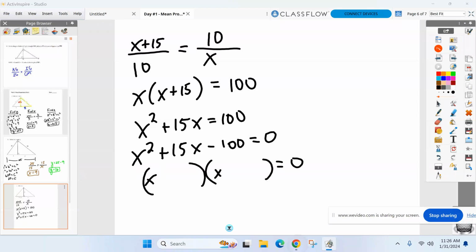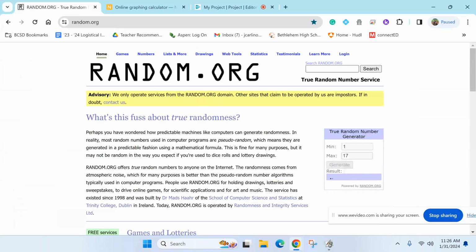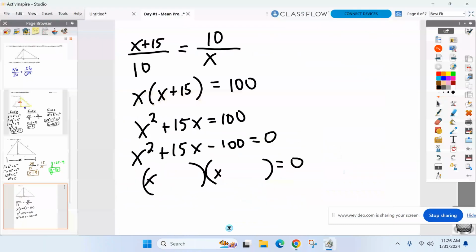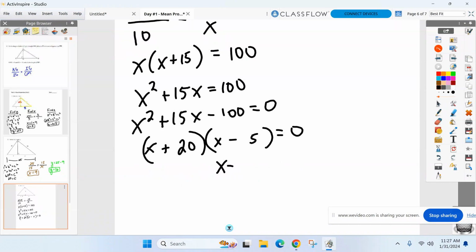Going deep with me now, huh? All right, those numbers would be 20 and 5. They multiply to 100, but are 15 apart. And they have to add to 15, so it's got to be plus 20 minus 5. All right, answers here. I know some of you bypass this step, but that's fine. You get x equal to negative 20 and x equal to 5.